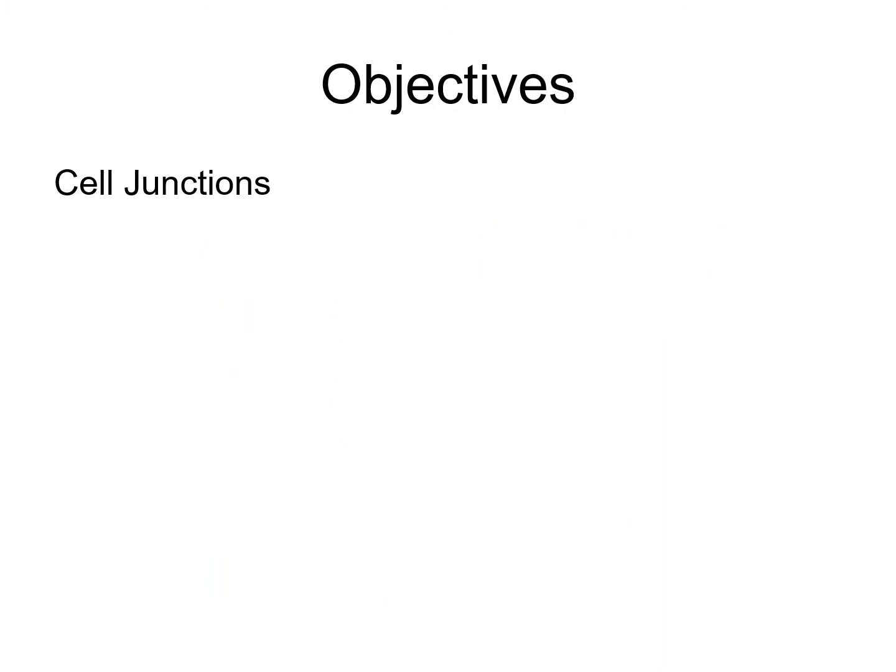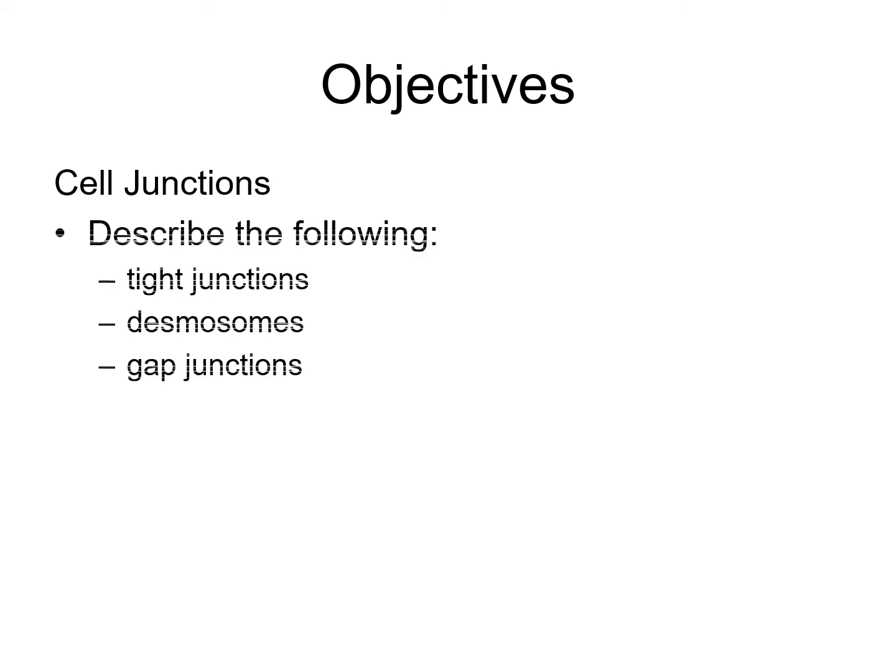We will now turn our attention to cell junctions. Your learning objectives are to describe the following cell junctions: tight junctions, desmosomes, and gap junctions.